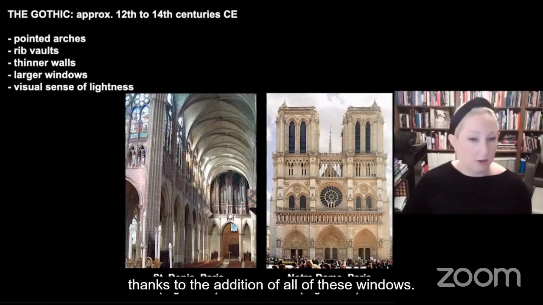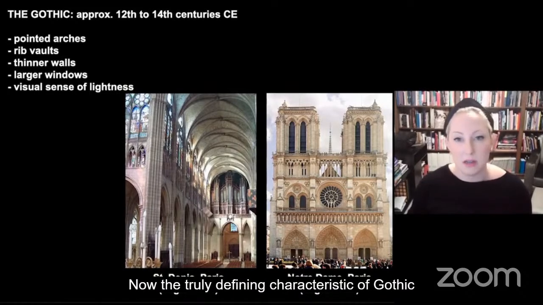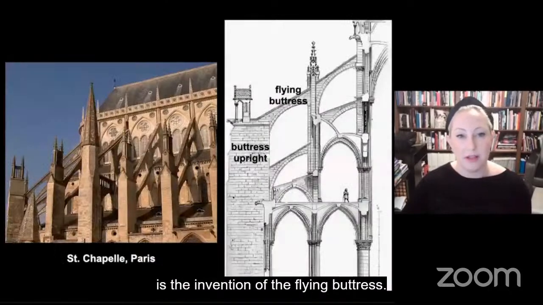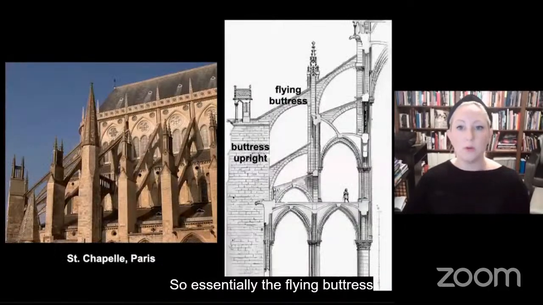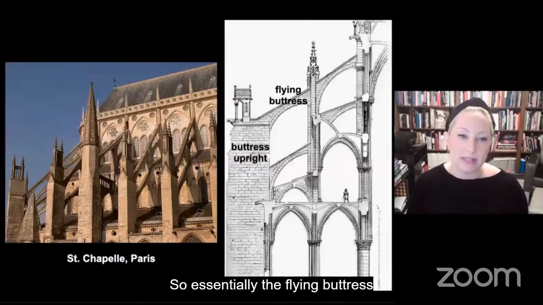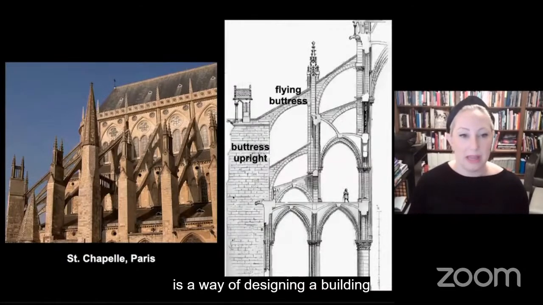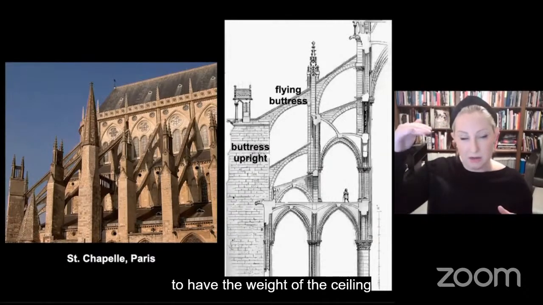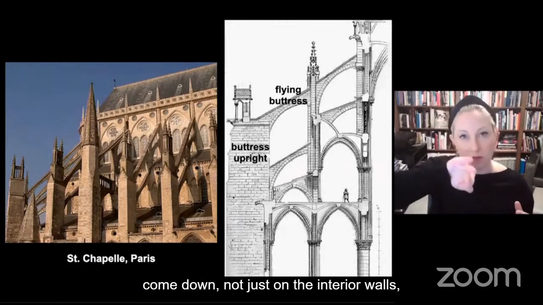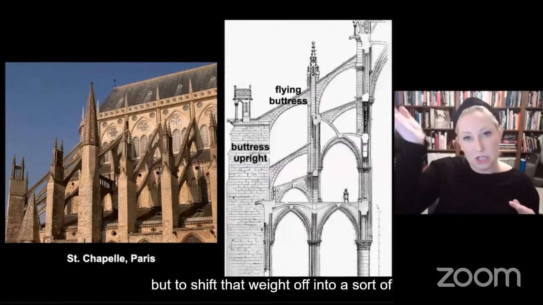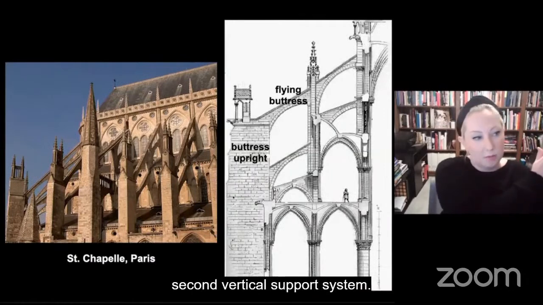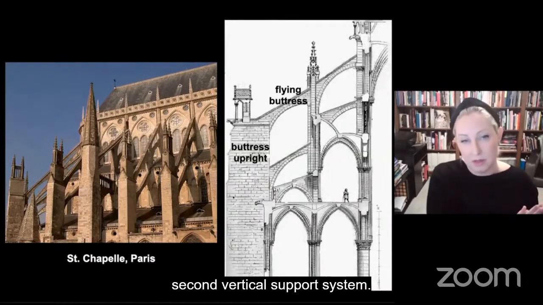Now, the truly defining characteristic of Gothic that makes it so special is the invention of the flying buttress. So, essentially, the flying buttress is a way of designing a building to have the weight of the ceiling come down, not just on the interior walls, but to shift that weight off into a sort of second vertical support system.